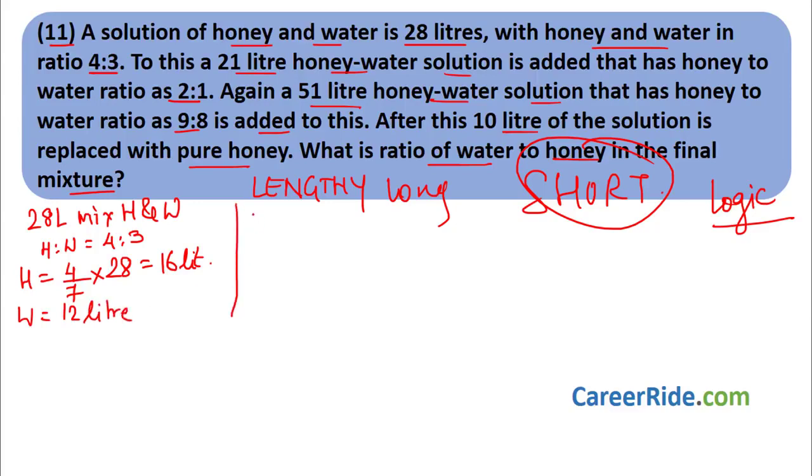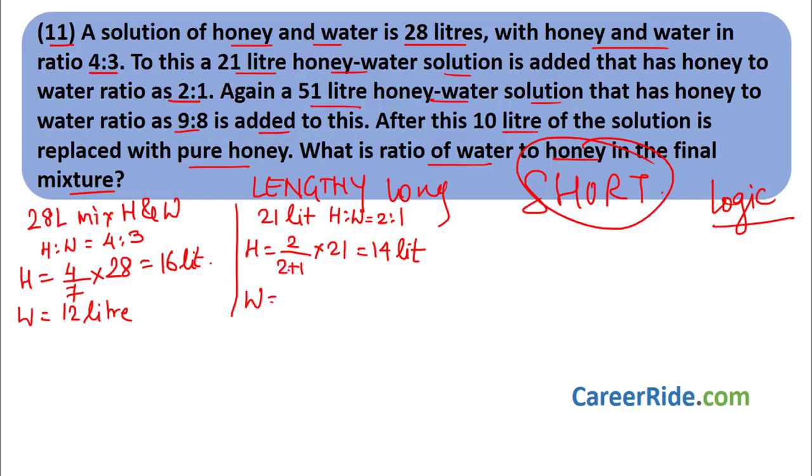Now to this, 21 liters of the mixture is added with honey to water having the ratio 2:1, right? How much is the honey in this 21 liters? Simply the ratio of honey is 2 upon 2 plus 1 multiplied by 21, 14 liters.